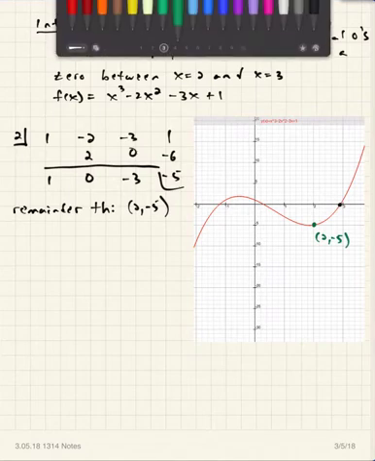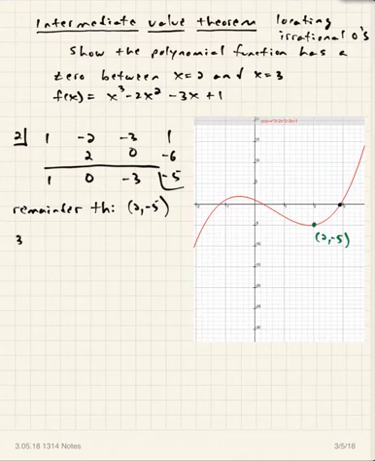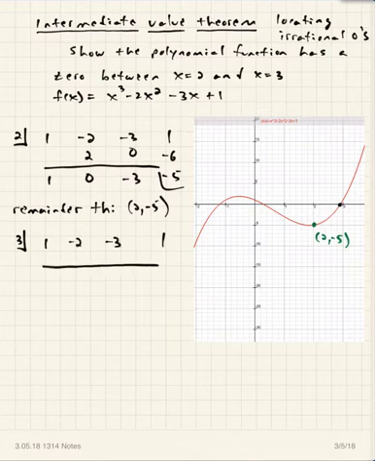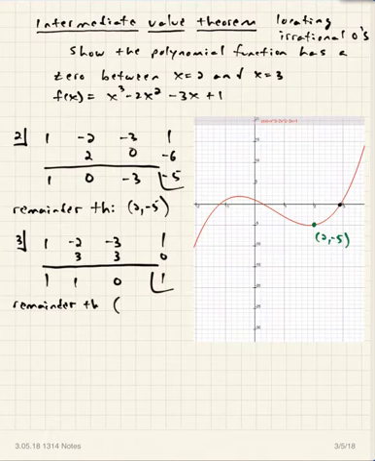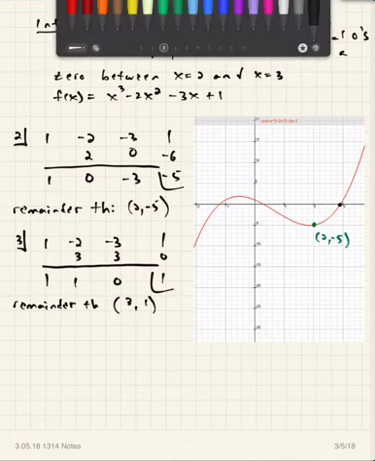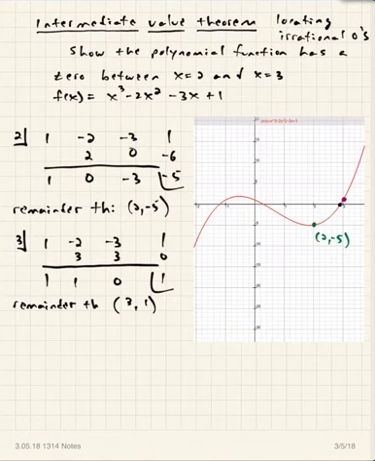All right, then you synthetically divide by the other number. We're trying to locate the 0 between these two numbers. So now we synthetically divide by 3. And when you do that, I get 1 as the remainder. And so the remainder theorem says that the point (3, 1) is on the graph. And notice on the graph, sure enough, here's (3, 1) right there.